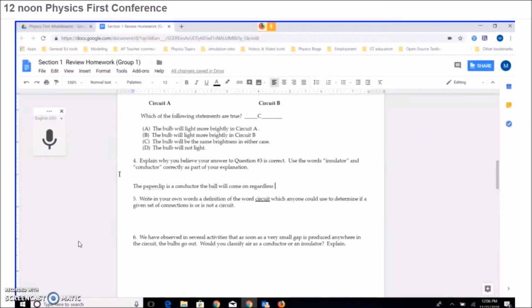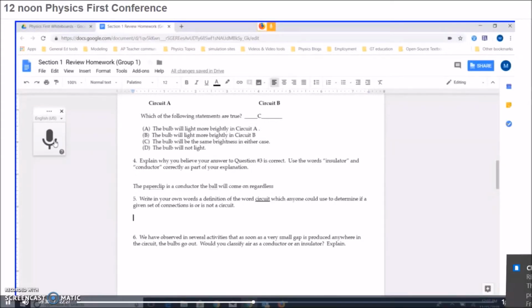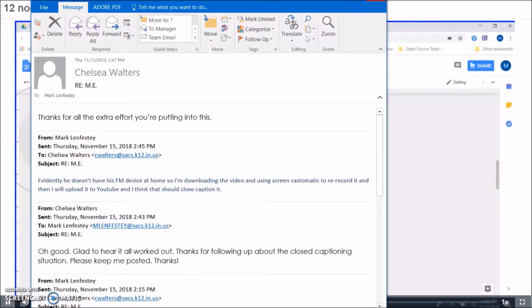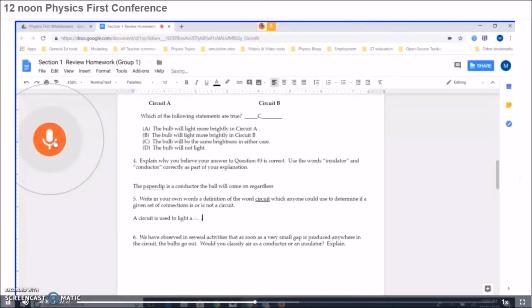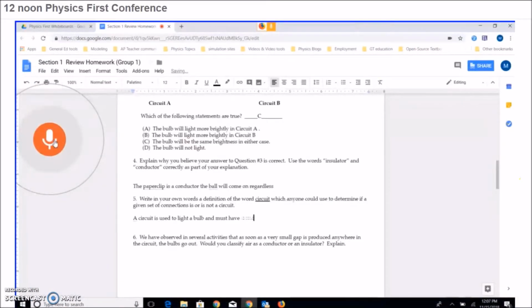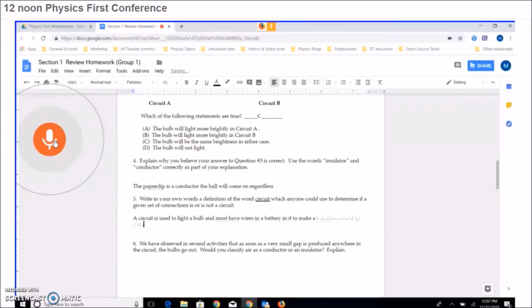Okay, number 5, write in your own words a definition of the word circuit. Does somebody have an answer for this so I don't have to tell you the answer? A circuit is the wires used to light up a bulb. Perfect. And what does it have to have in it? Wires, battery. So a circuit is used to light a bulb and must have wires and a battery in it. Make a closed conducting path.